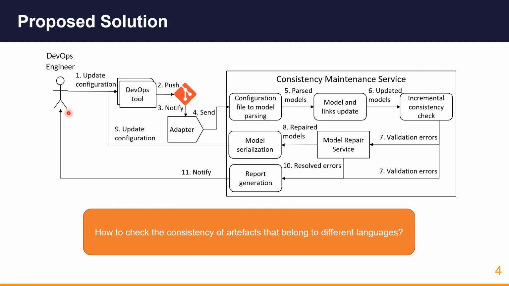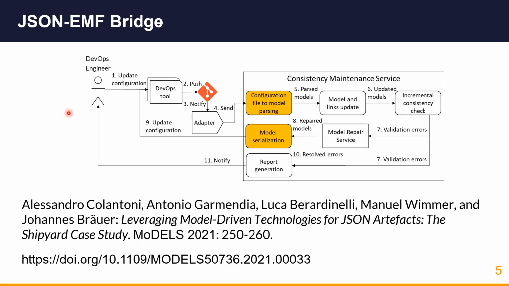The question that we faced was how to check the consistency of artifacts that belong to different languages. So for example, the SLI and the SLO language. To solve this problem of handling different JSON-based configuration files, because in the previous examples, SLI and SLO were JSON artifacts, we used a JSON-EMF bridge, the JSON Schema DSL developed by Alessandro Colantoni and presented at the Models conference in 2021.